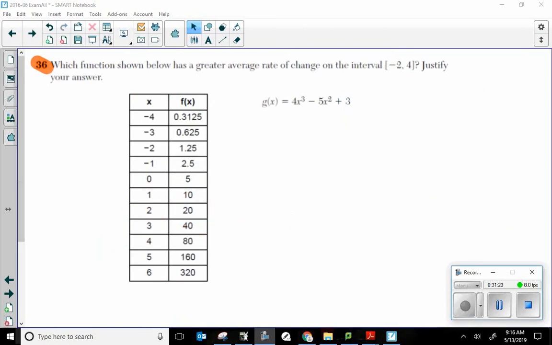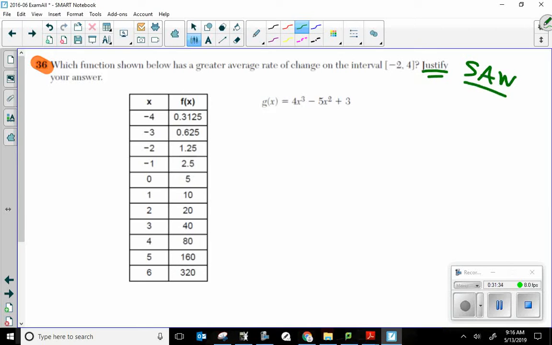Number 36: which function below has a greater average rate of change from -2 to 4? Justify your answer. Justification means show your work. Show all work. I'm going to start with f of x. We have a function f of x and a function g of x. So which one has a greater rate of change? Rate of change means slope.